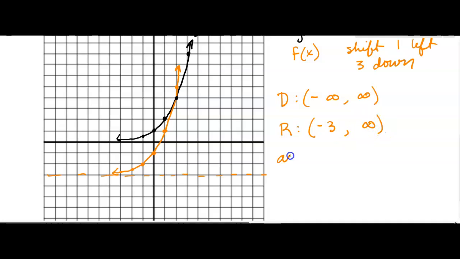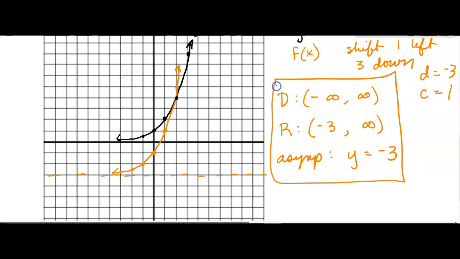And then the asymptote is y equals -3. So d, you can put a note of that. d was -3, c was 1, and it shifted to the left. But that's the picture. This is the information they asked us to give. So that's how it works.